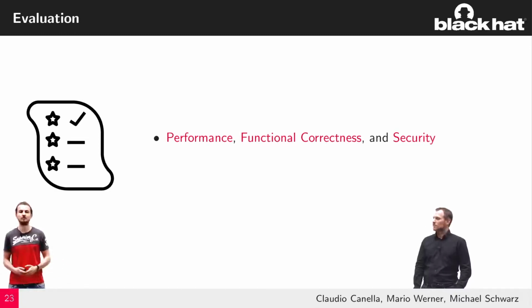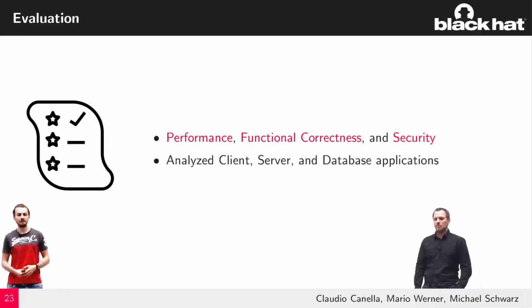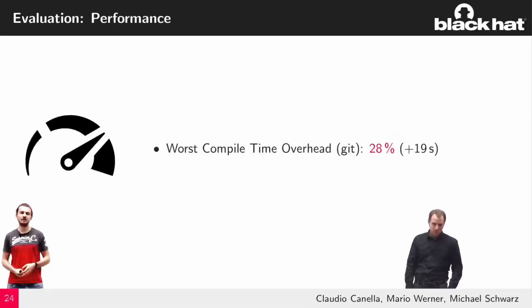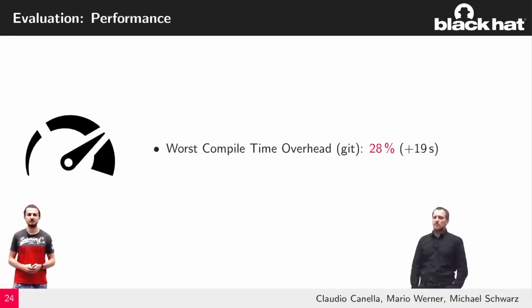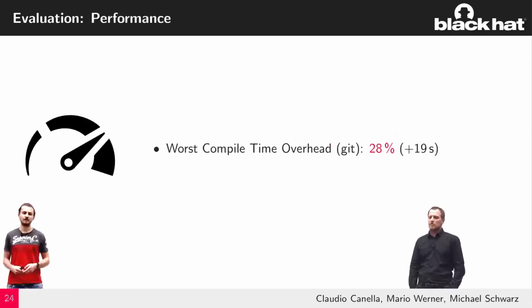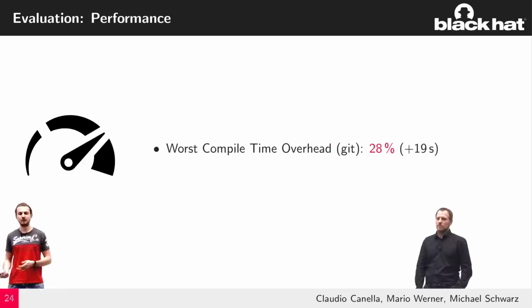We want to improve the overall security of the system. And for that, we looked at client, server, and database applications. In total, those were like 18 applications that we analyzed. When we first look at the performance of our tools, we only provide the worst compile time overhead here. We observed this for the Git application, and there we observed an overhead of 28%.